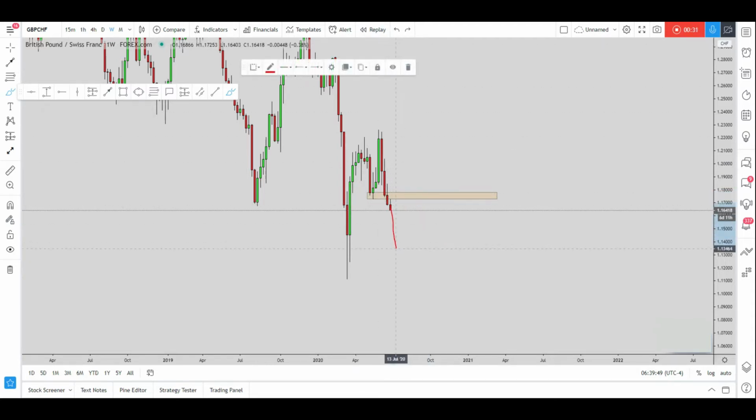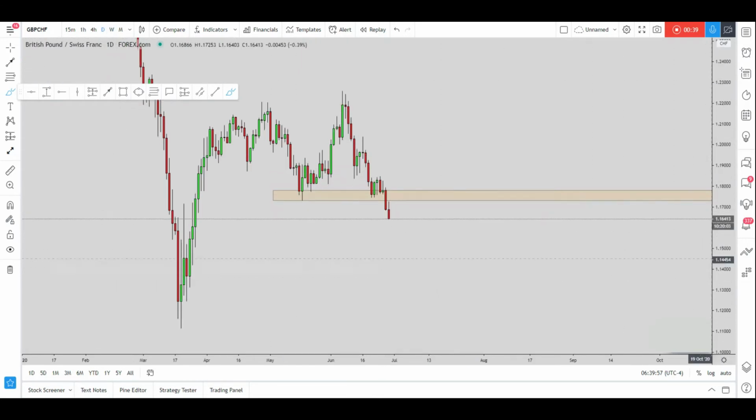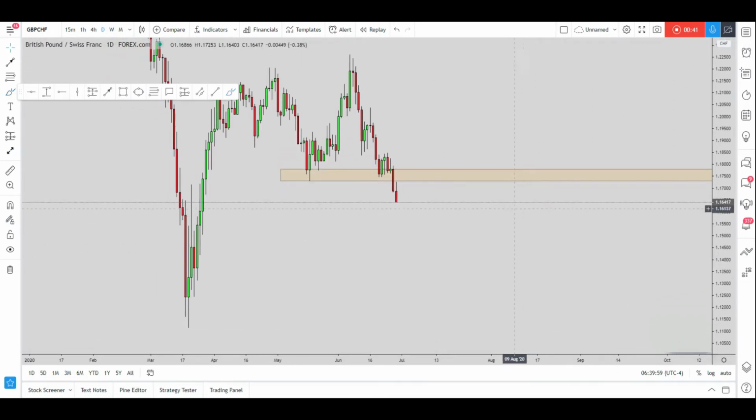So we are waiting for the market to go even lower before continuing to the upside. That is what we have from a weekly perspective. Let's go down on the daily and see what kind of situation we have from a daily perspective.